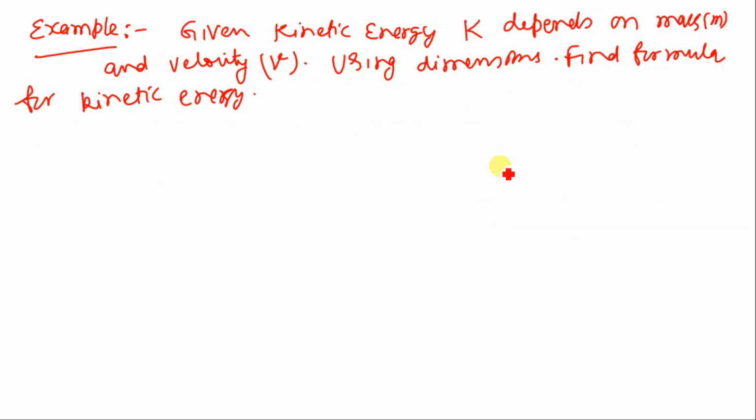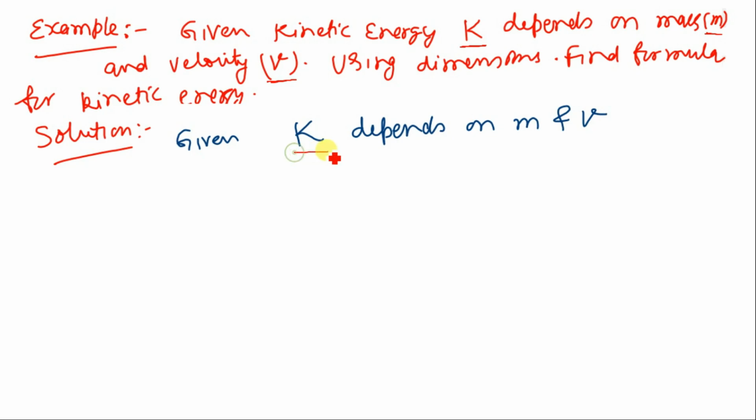Let us now take an example. Suppose it is given to us that the kinetic energy K depends upon the mass of the object and the velocity of the object. So we have to find the expression for kinetic energy using dimensional analysis. Let us now derive this formula using the steps described earlier. So it is given to us that kinetic energy K depends upon two variables. So we will assume that K is proportional to m raised to power a and velocity v raised to power b.